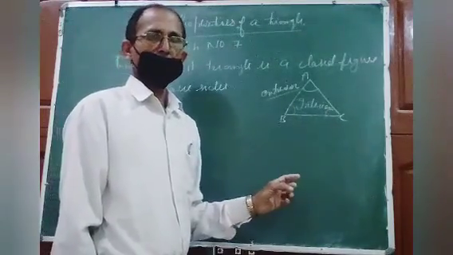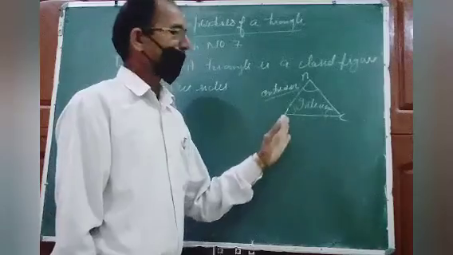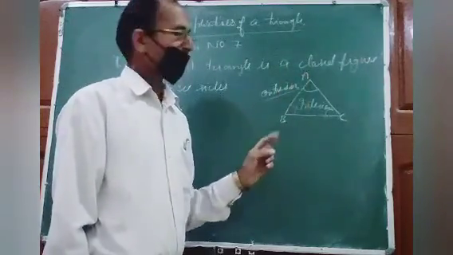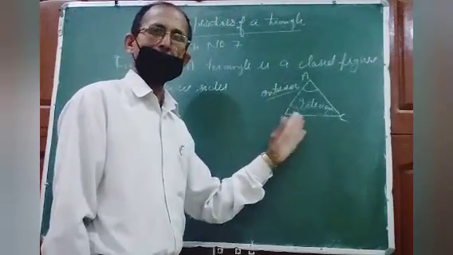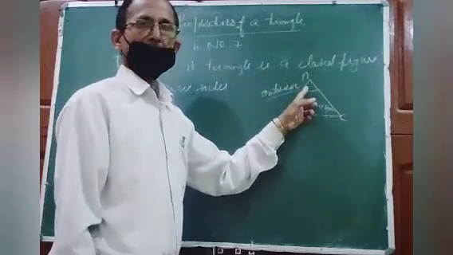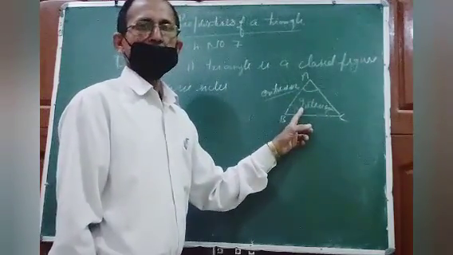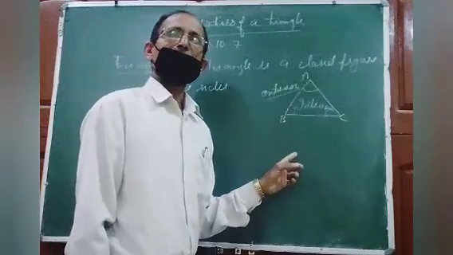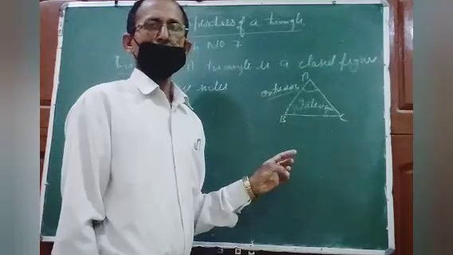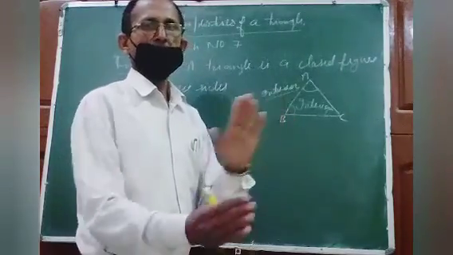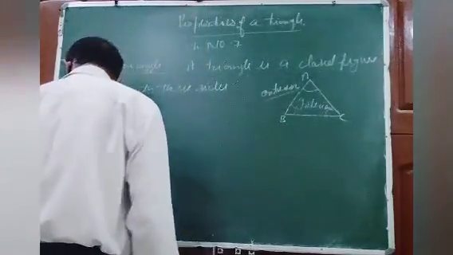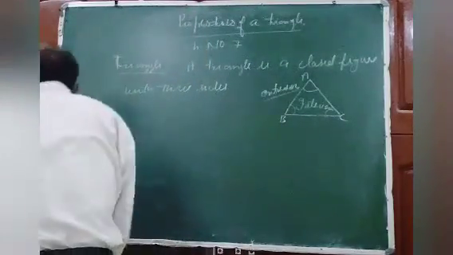So I hope you are understanding what I am telling you. A triangle is a closed figure with three sides. It has two parts, one is interior and the other is exterior. A triangle has three sides and three angles. Now on the basis of the sides we will classify the triangles. It means types of the triangle on the basis of the sides.